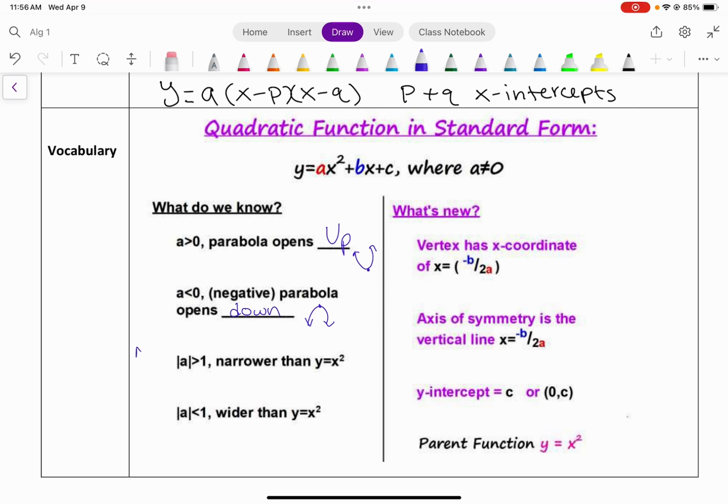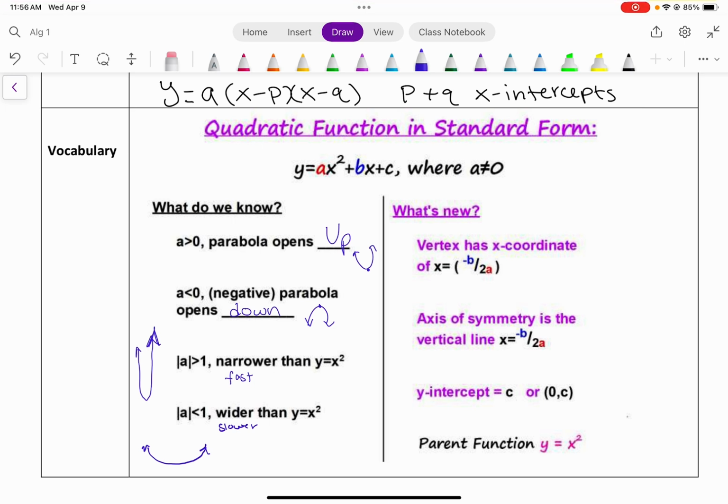So if our a value is greater than 1, it means it's growing really, really fast. So then our parabola will be really skinny because it's going up at such a fast rate. If it's wider, it's because it's growing slower, right? When a is less than 1, it's like instead of getting $1 every day, if you were getting half a dollar every day, it's not going to grow as fast. So it's taking longer to get to a higher value.